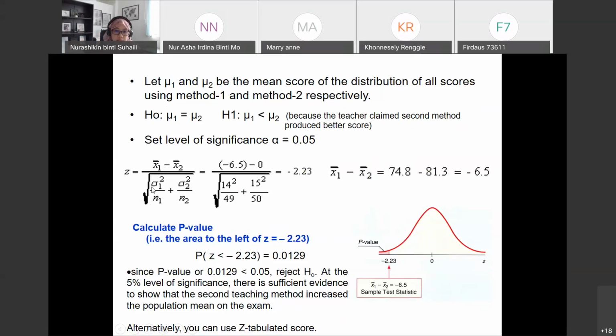So this is standard deviation 1 and n1, standard deviation 2 and n2. So the value of Z is minus 2.23. Don't forget the negative sign as well, right? If you sketch the Z value on the graph, minus 2.23 is somewhere on the left, right? Because it's negative. Okay, so that is the third step.